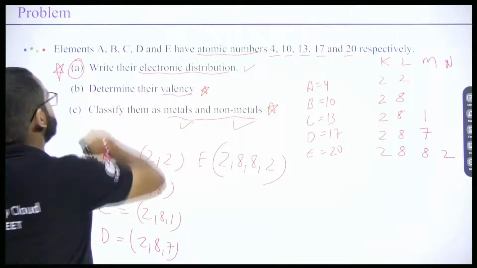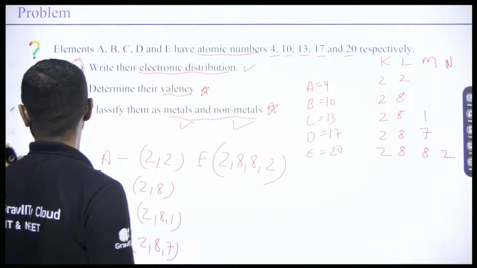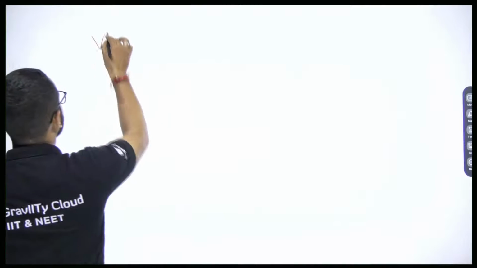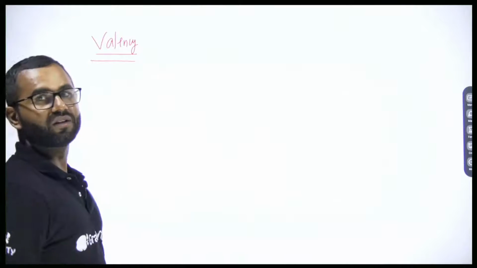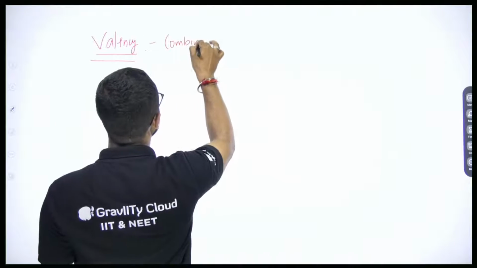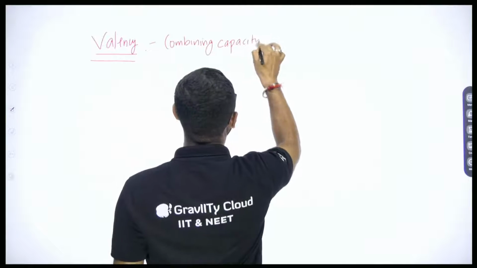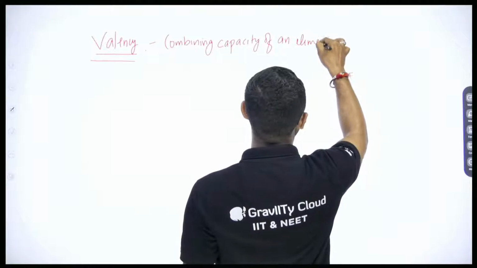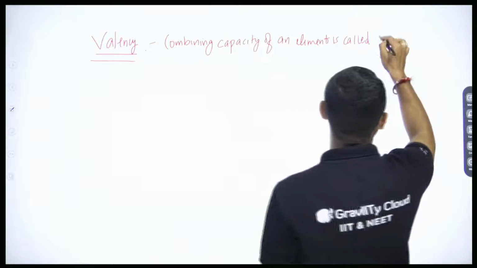Write their electronic configuration. This is done. Second point, what is their valency? To understand the valency, let me take you to the screen and let's understand the concept of valency. The concept of valency says, or the definition says, that the combining capacity of an element is called its valency.